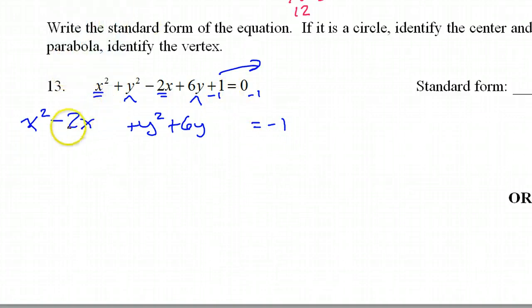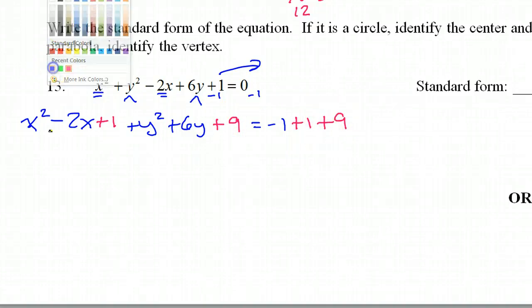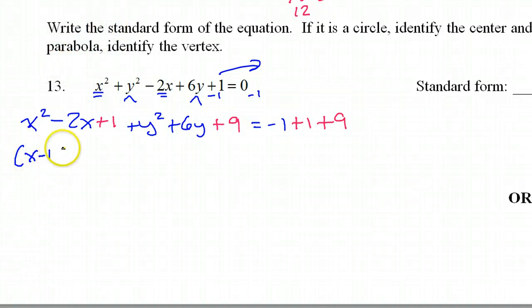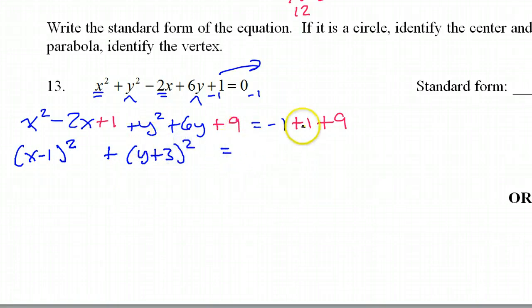So now let's complete the square. Half of this is 1, 1 squared is 1. Make sure you add it to both sides. Half of 6 is 3, 3 squared is 9. Make sure you add it to both sides. So that is going to make this (x minus 1) squared, and then (y plus 3) squared is equal to, now the negative 1 and positive 1 cancel out, and I've got 9.